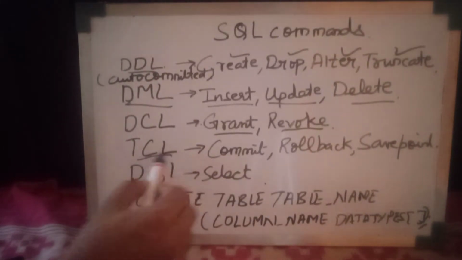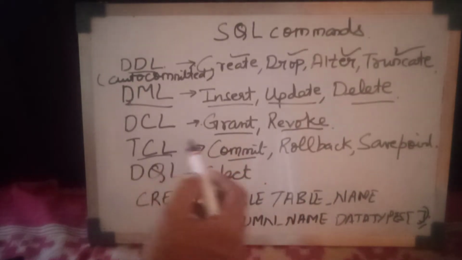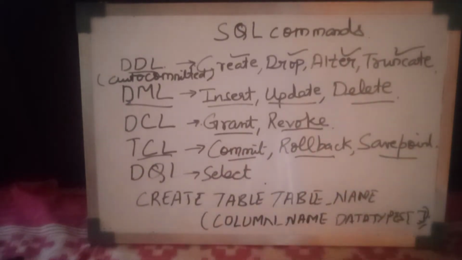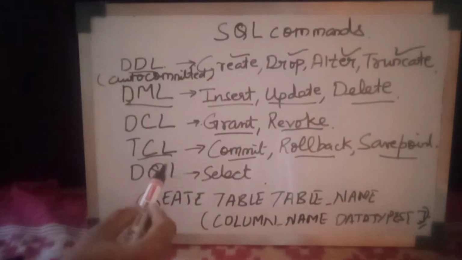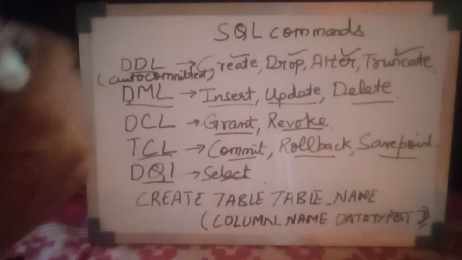Then transaction control language: commit, rollback, and savepoint. These 3 commands are basically used in transaction control language. And data query language is basically the select statement, which is used in data query language.